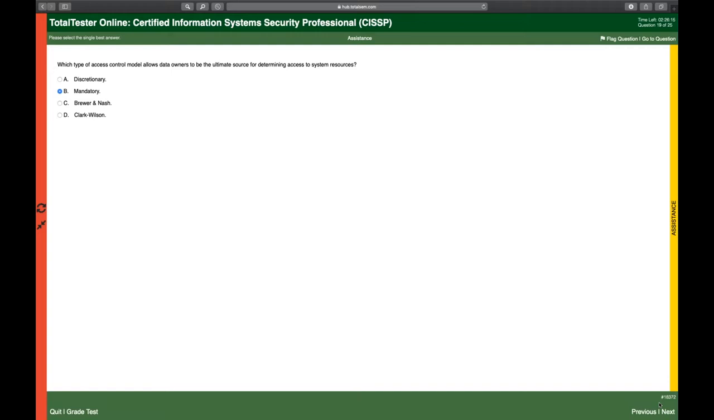Yeah, mandatory, you have a central authority who determines what objects subjects have access to, and discretionary, without having that central authority, the individual users who create and own objects or files can allow permissions or access to those resources at their discretion. But we'll see. All right, number 20.